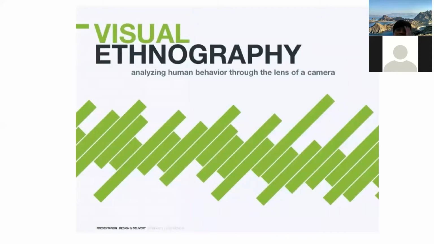So visual ethnography here is analyzing human behavior through the lens of a camera. It means that the man behind the camera has the authority to frame the situation. This is why we use film as the tool, because film can capture every single second of the phenomena. Different from photographs: a photograph frames a certain second of the phenomena, not continuously recorded, but partially recorded.